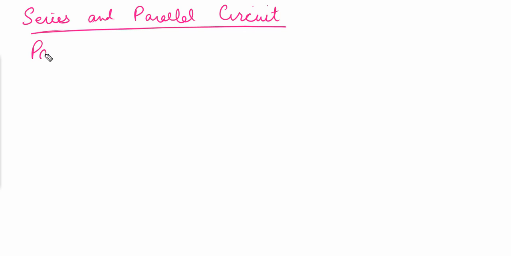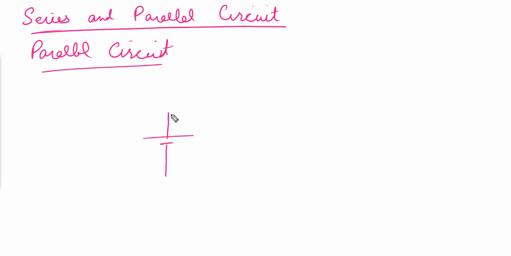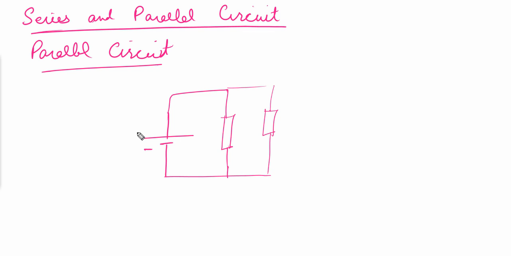Okay, so in the parallel circuit, let me just draw a sample circuit in which I have a battery with a positive terminal and a negative terminal, and there are two resistors that are attached in this circuit. This is resistor 1, this is resistor 2, and the current is flowing through this circuit. So let's suppose 10 ampere of current is flowing through this circuit and the voltage is 12 volt.